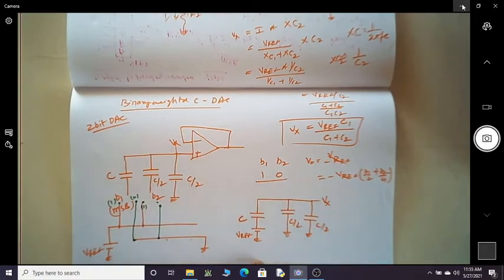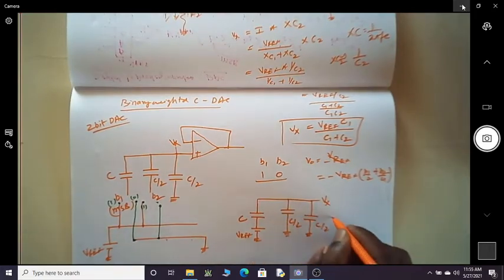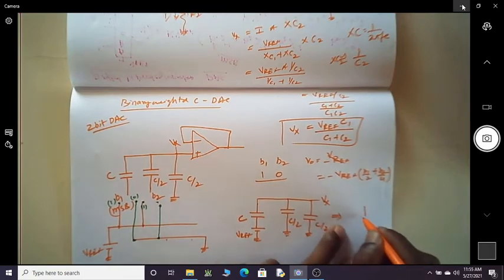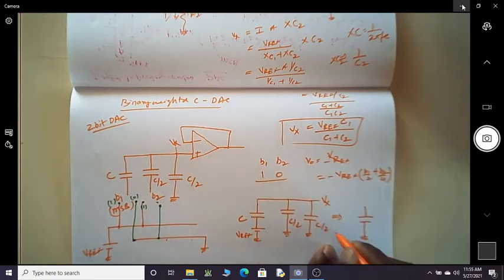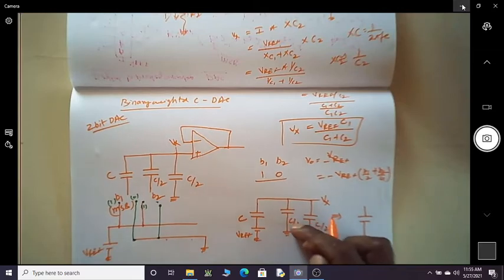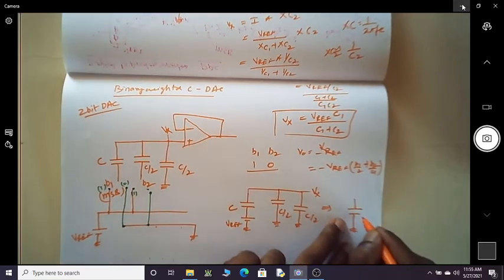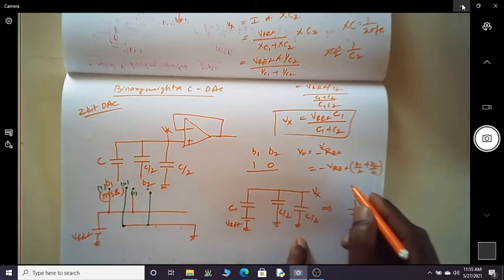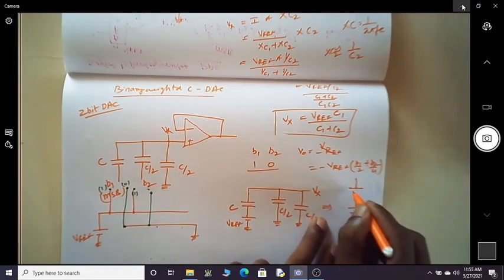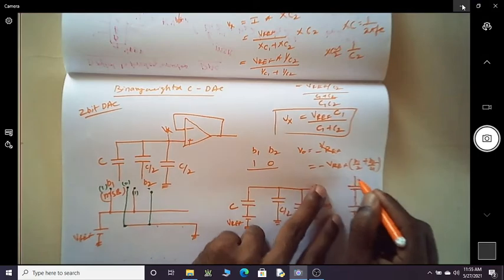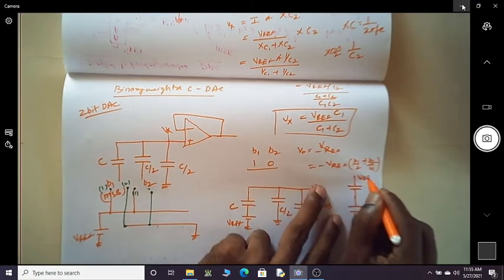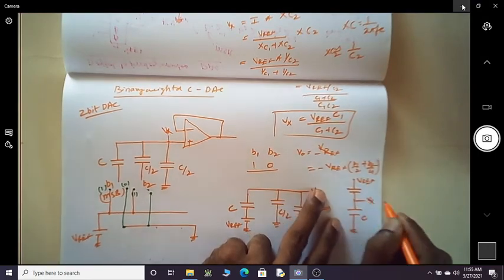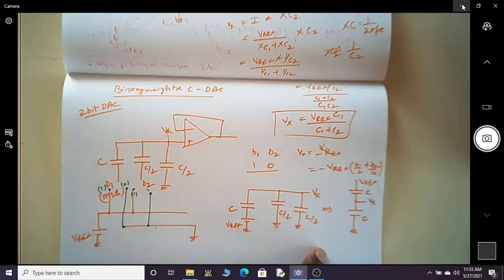Since these two are grounded, can I rewrite this circuit as one capacitor which is C, because when these two C by 2 capacitors are in parallel you can write it as the addition of those two capacitors, which is C now, and you have one more capacitor which is C, which is actually connected to V reference. So I write it as V reference, and this is Vx, the value of this is C.